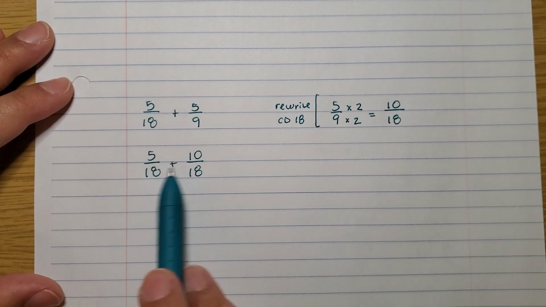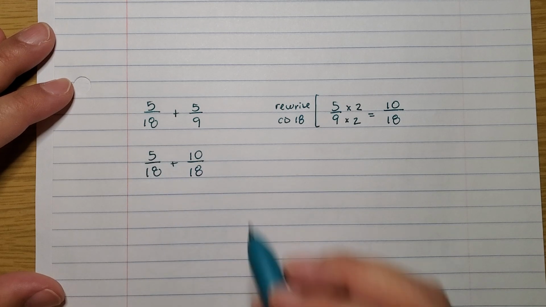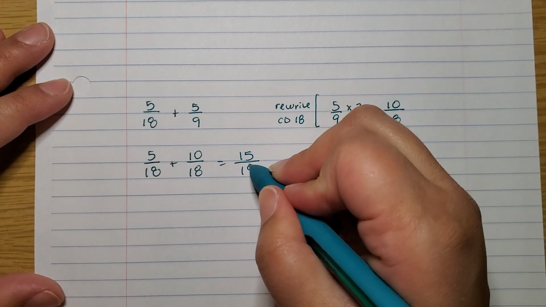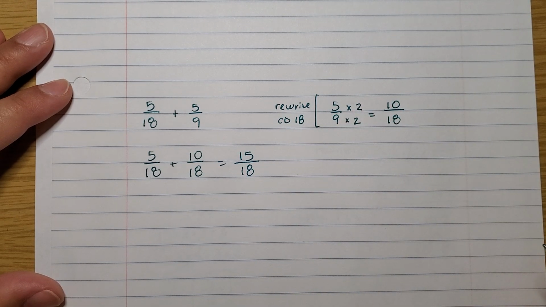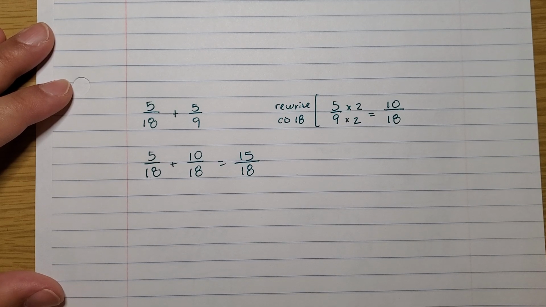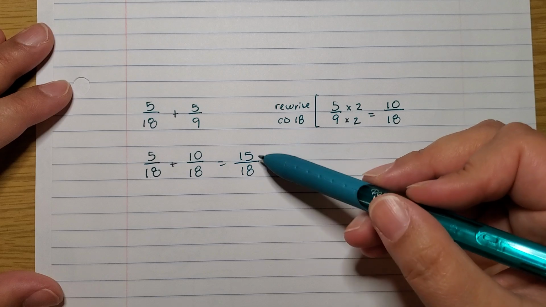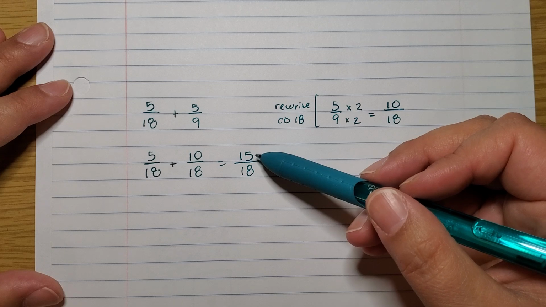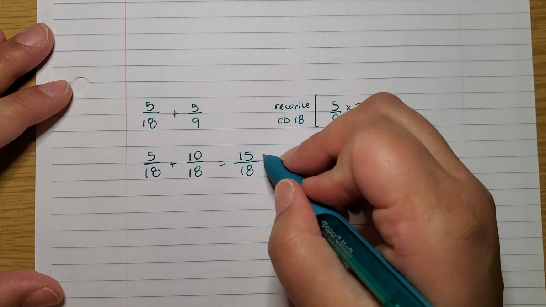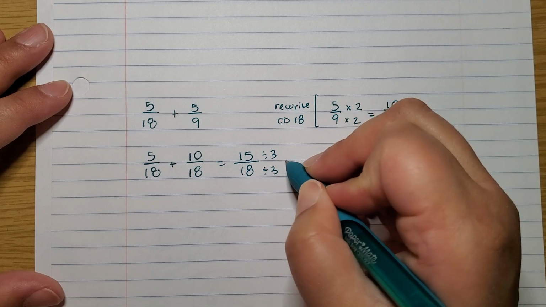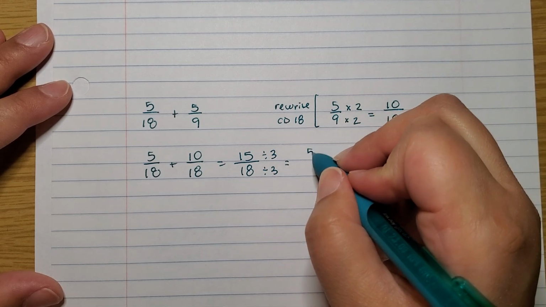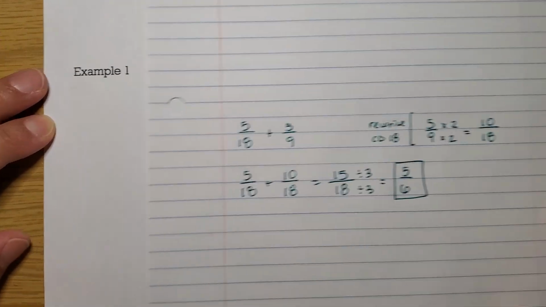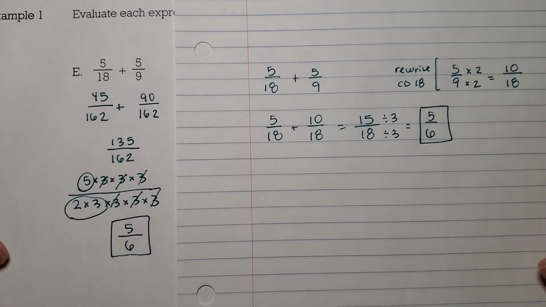Once I've done that, now I can add across the top. 5 plus 10 is 15. And I keep the denominator the same, 18. Now that I've added, we can go ahead and simplify. And this time, since these are smaller numbers, I'm not going to go find my prime factorization. I know that 3 is a divisor of 15 and 18. So I'm going to divide the top by 3 and the bottom by 3. And that's going to give me 5/6, which is the same answer we found before using the longer method.